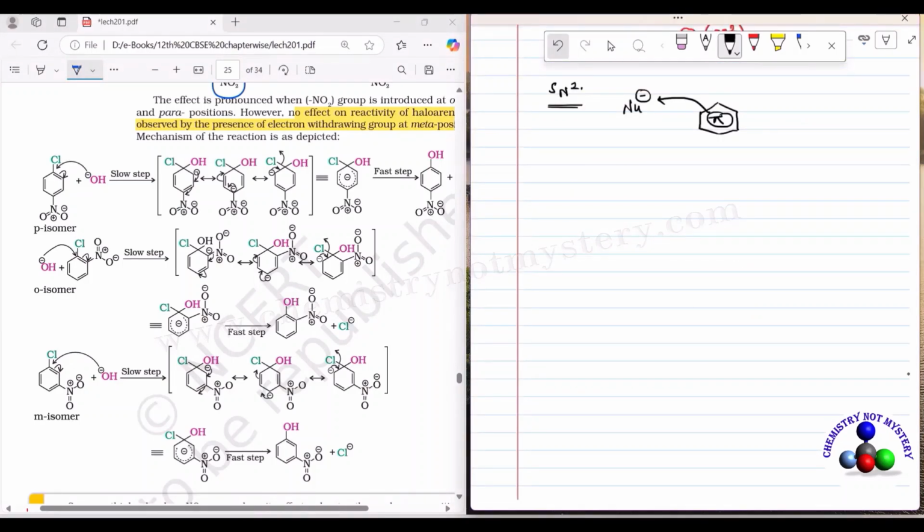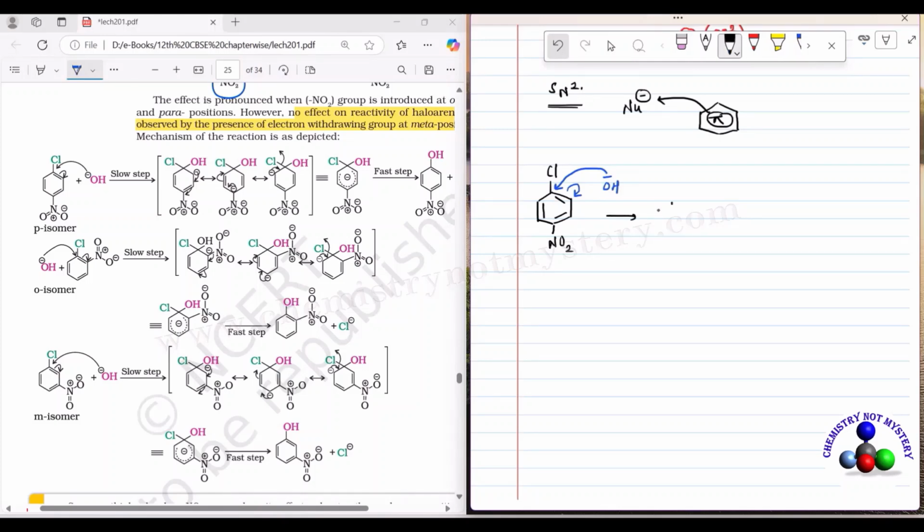First of all, draw the structure of chlorobenzene. So this is the chlorobenzene. This is the benzene ring and here chlorine is bonded. When nitro group is present at para position, here I am going to draw nitro group at para position. So when it reacts with the nucleophile OH negative ion, it will make a bond with the carbon, and to make the bond with the incoming nucleophile, this pi bond moves to the next position.